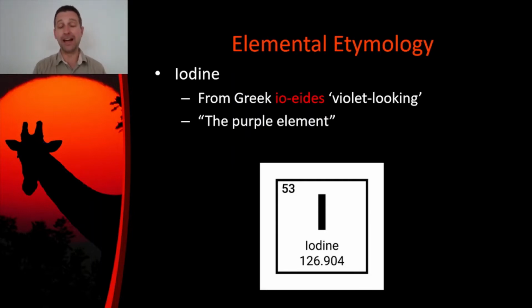Of course, we use iodine and we talk about it, needing to get it in our diet and things like that. It doesn't dye your teeth purple. It doesn't make your tongue purple, as far as I know, but nonetheless, it is known as the purple element.